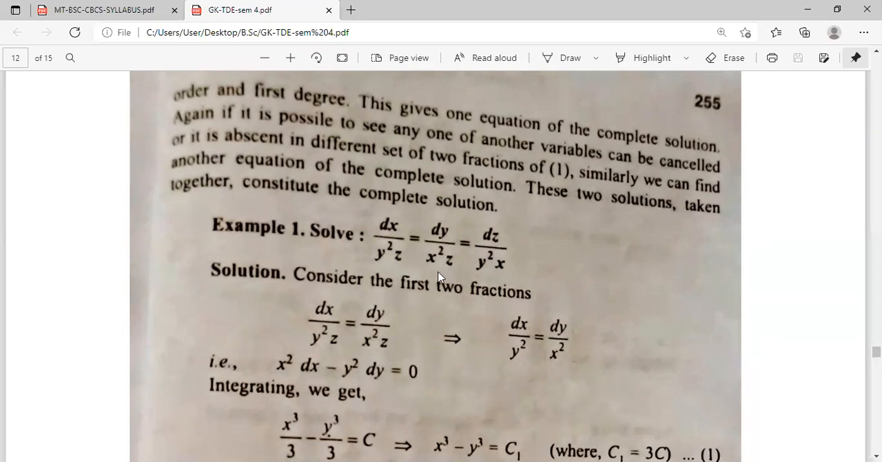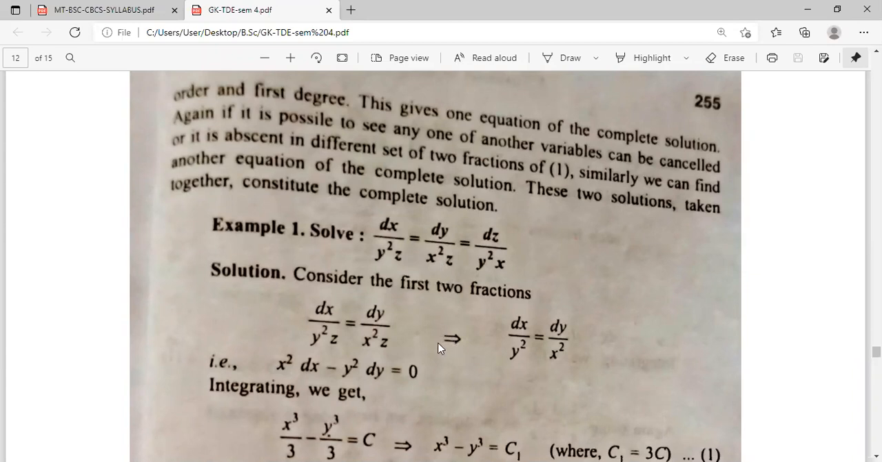Okay. Consider the first two fractions, because you see here dx, dy. This is by inspection you are writing here. If you take the first and second, z gets cancelled. The remaining contains only x, y terms, the differentials and the expressions in x and y. Now here consider the first two fractions.